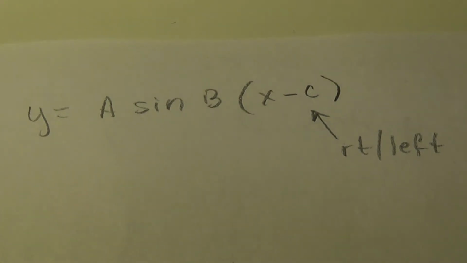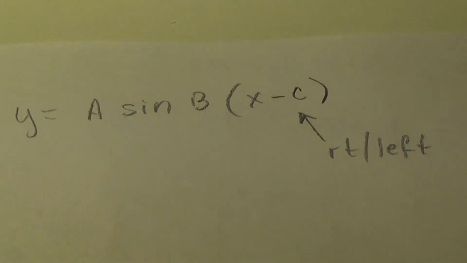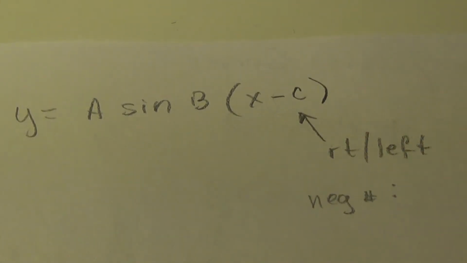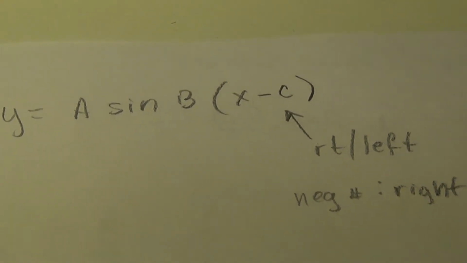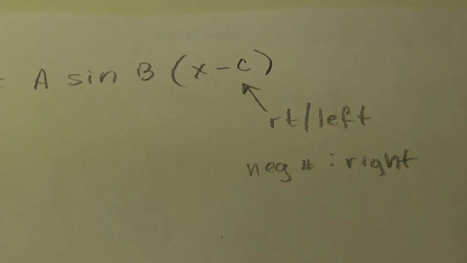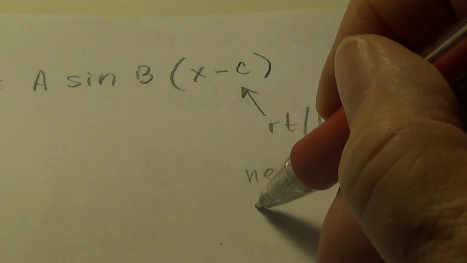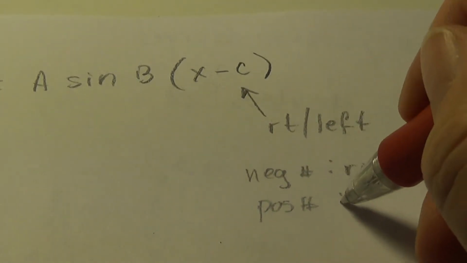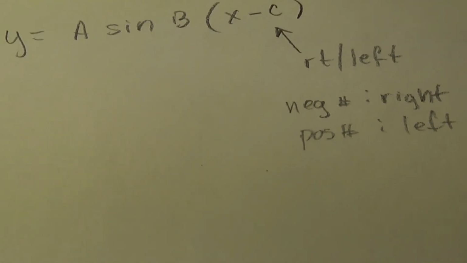And that horizontal shift or translation is interpreted like this. When it's a negative number here, that negative number is going to move the object to the right. Sort of, it's not very intuitive. You would think a negative number would move it to the left, but it does not. And a positive number in the C position will move it to the left.